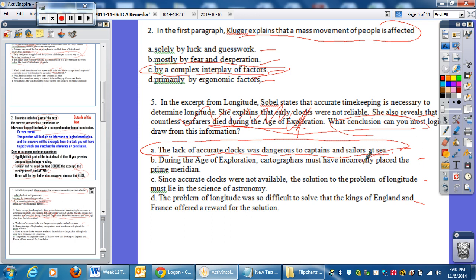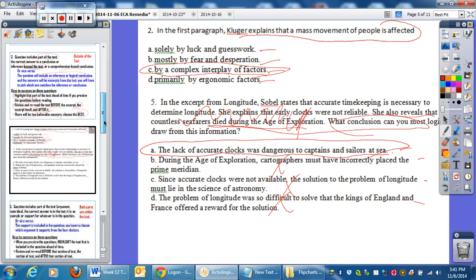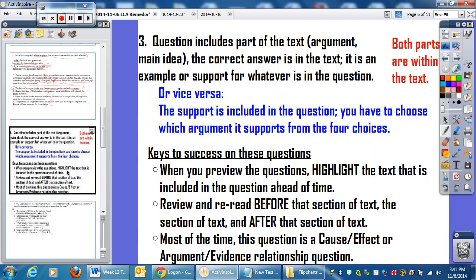Because even though this happens in the text, it's not for that premise. Even though this happens in the text, it doesn't match with that conclusion. This happens in the text, but it doesn't match that conclusion. So even though these are details, the one that matches whatever's in the question is the one that you have to pick to get to the correct answer. Which then takes us to the next style of question that will be on the ECA.